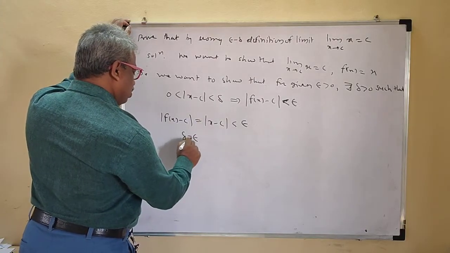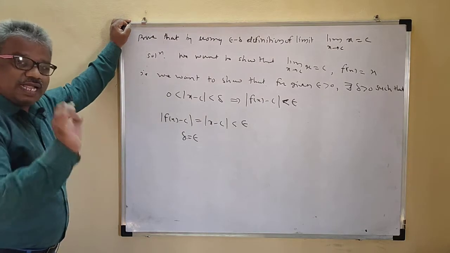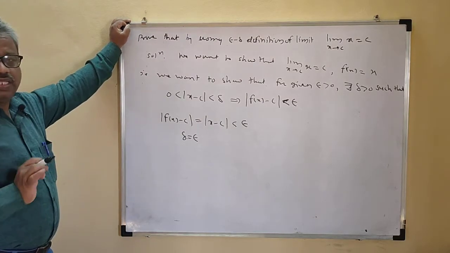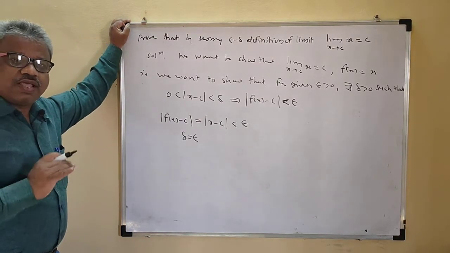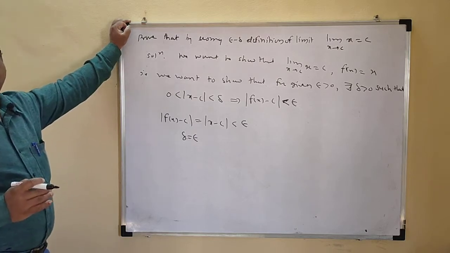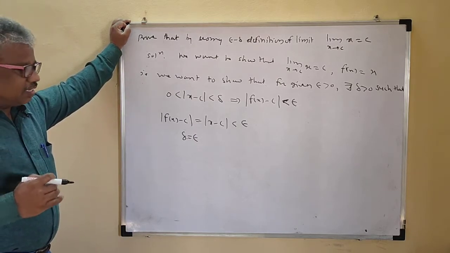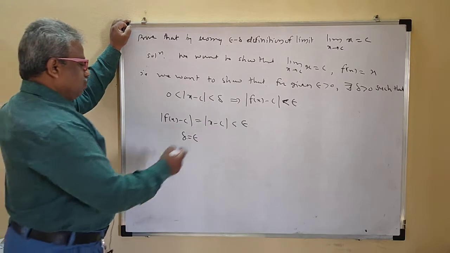So delta is equal to epsilon. That means delta exists, in terms of your epsilon. So epsilon is given now. Okay, see, that means what? You are able to find delta in terms of epsilon. Okay, so that is what, right?